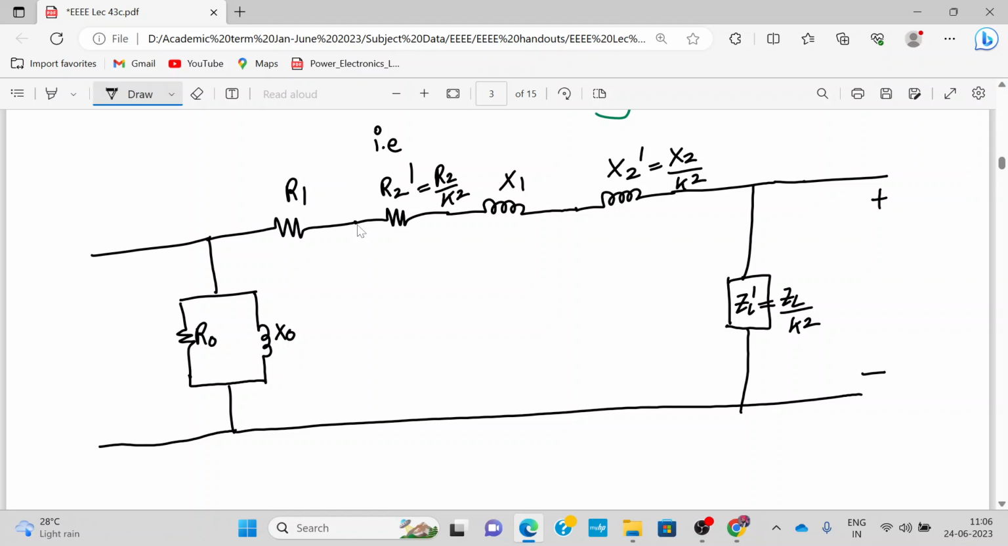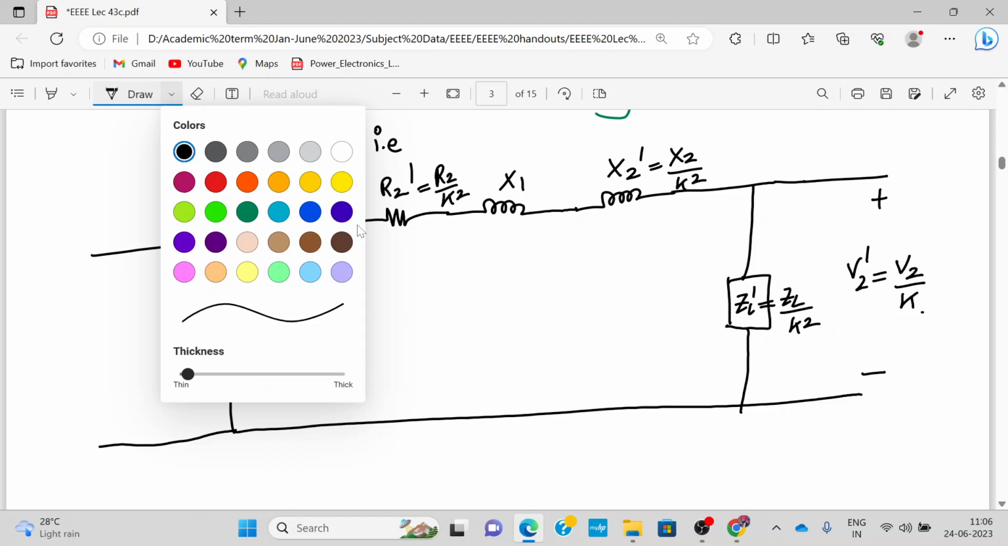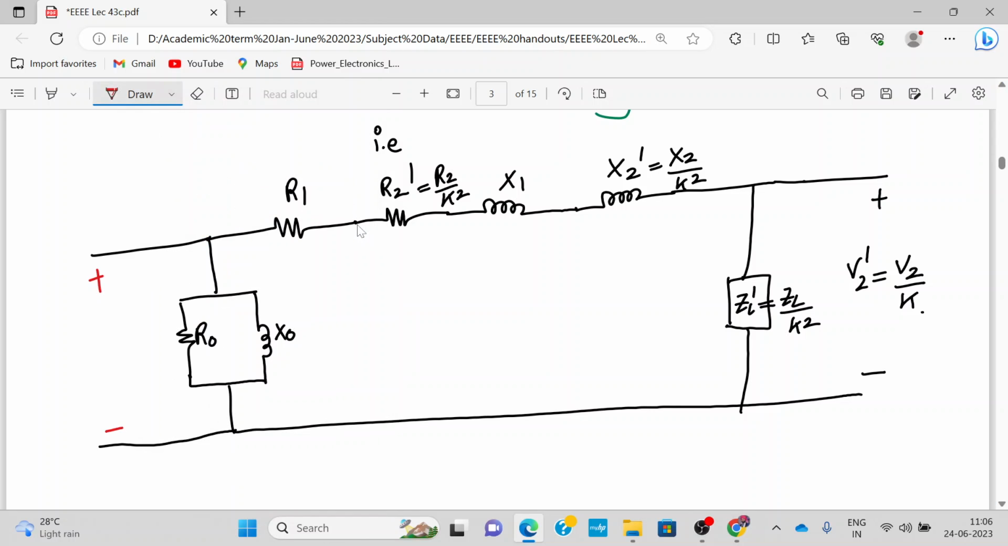Here the secondary voltage will be V2 dash, which is V2 upon K. Then let me mark these currents now. This is voltage V1, current I1, I0, IW, I mu. This current flowing over here is I2 dash. Okay, this is R1, R2, X1, X2 dash. Alright, and here we have, let's say, the voltage. We can mark the voltage E1.